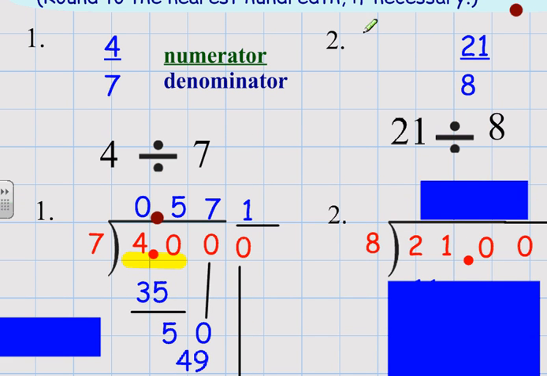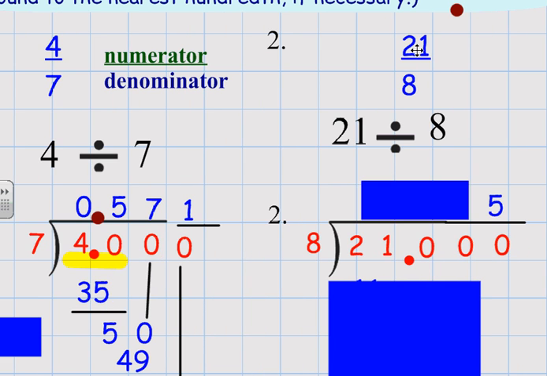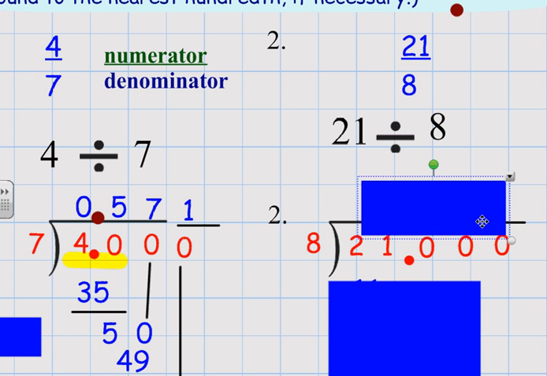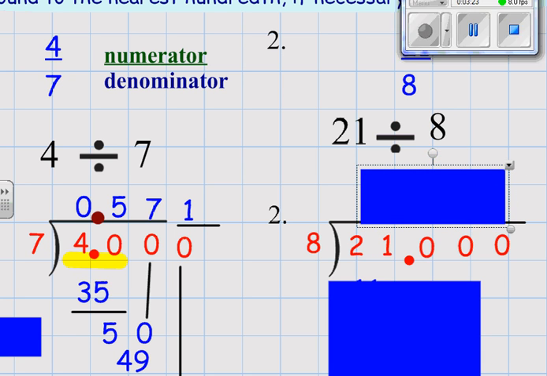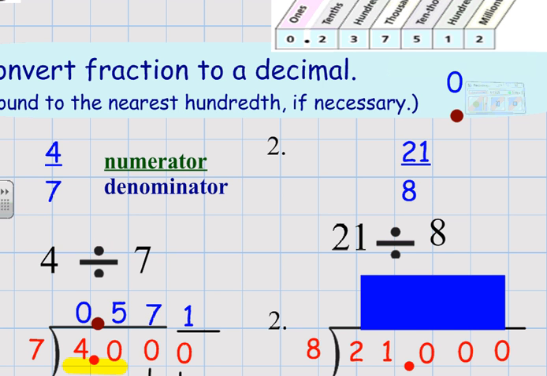Okay. Now I'm going to ask you to pause this in a moment and try this question right here: 21/8. You're going to go 21 divided by 8. I accidentally showed you part of the answer there, and I set it up for you. So give yourself a moment, pause it, and okay.